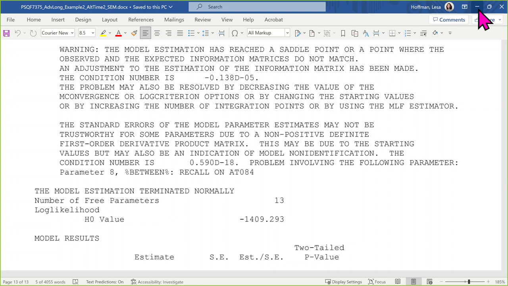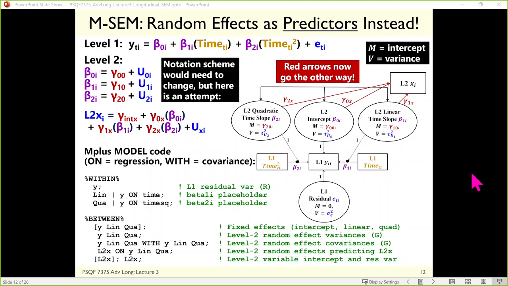Okay. Questions or comments on that? Lisa? Yes. To compare across those models, they are nested, so we could use the likelihood ratio test, right? Yes. But in M+, we should save those estimates in an object and then use it in the other syntax as we did last semester?